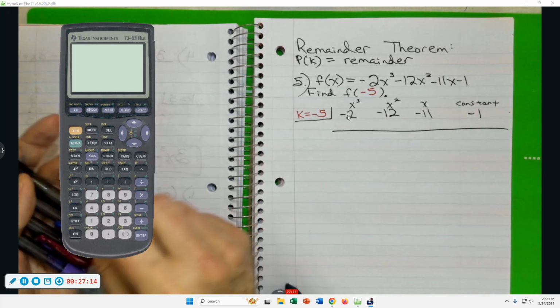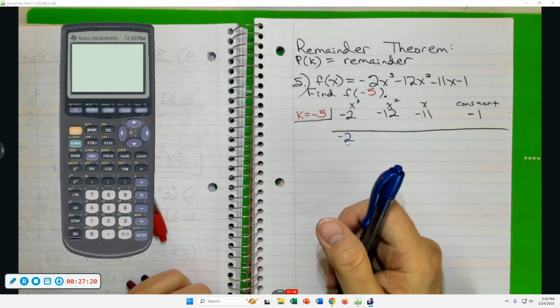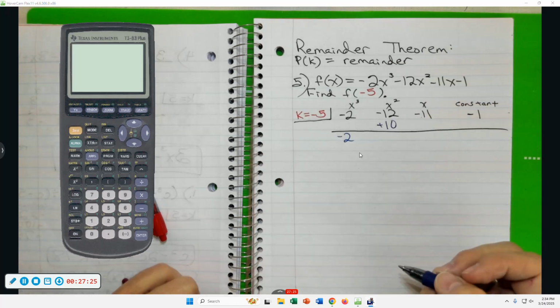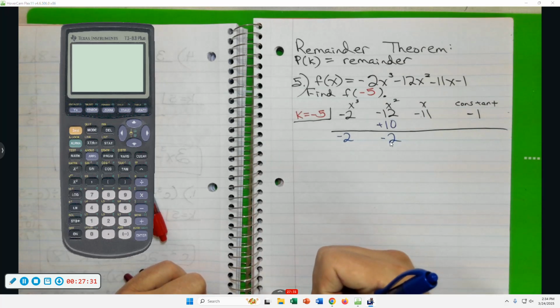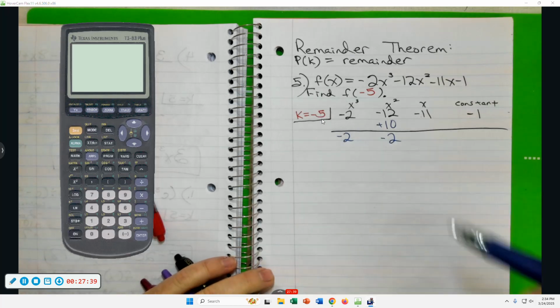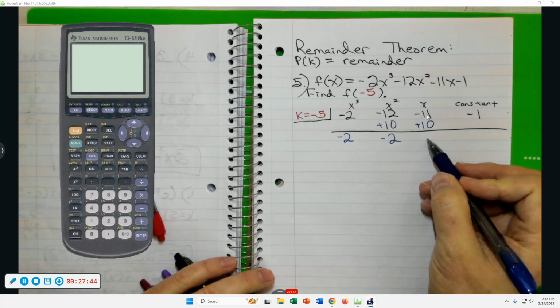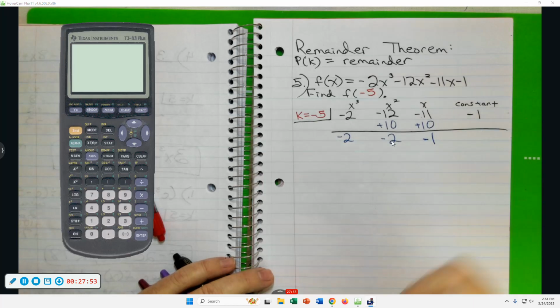And to get the process started, you bring down that leading coefficient. So you bring down the -2. -2 times -5 gives me a positive 10. -12 plus 10 gives me another -2. What am I going to do with this second -2? Multiply by -5. -5 times -2 gives us a positive 10. What number will we have here? -11 plus 10. I agree with -1.